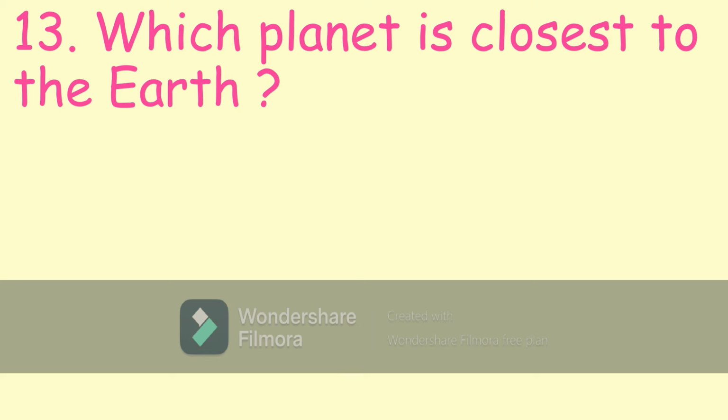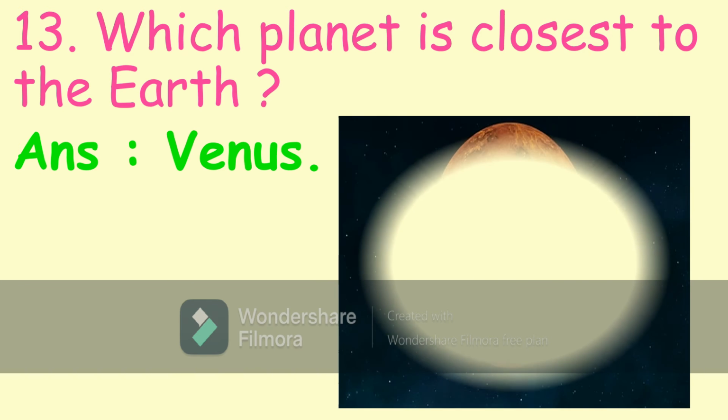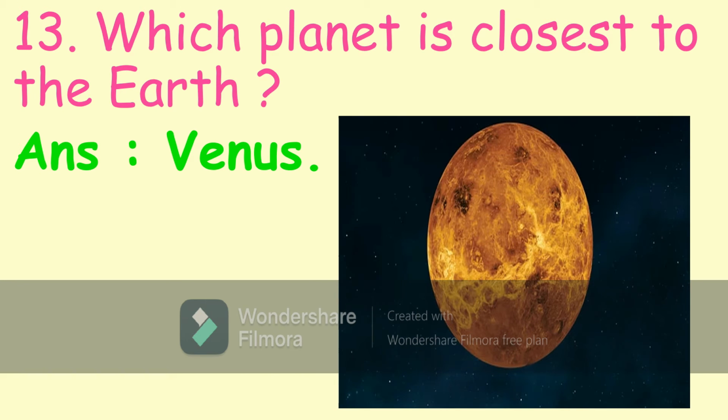Which planet is closest to the Earth? Answer is Venus. See the image of Venus. Question number 14.